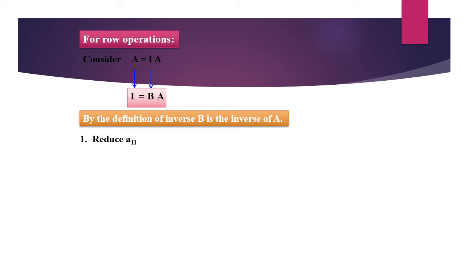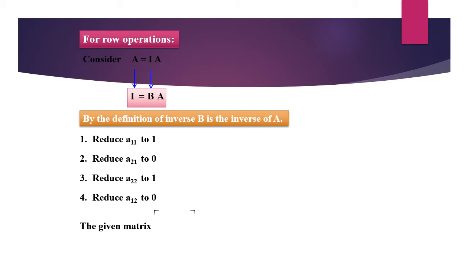So once again we will go through the steps for a 2 cross 2 matrix first. So reduce A11 to 1. Next we need to reduce A21 to 0. Third step we need to reduce A22 to 1, and fourth step we need to reduce A12 to 0. So the matrix A will be of the form 1 0 0 1.